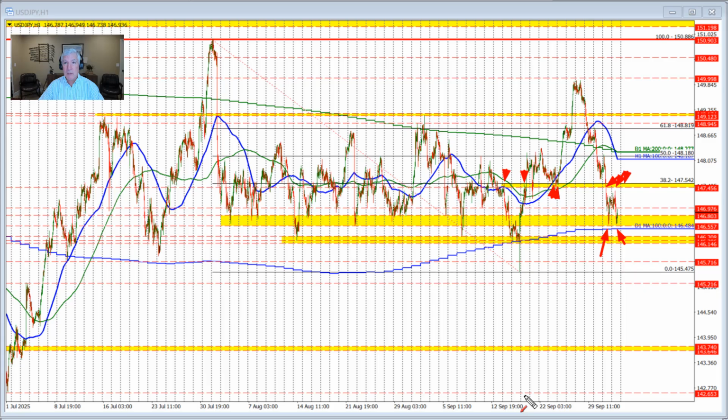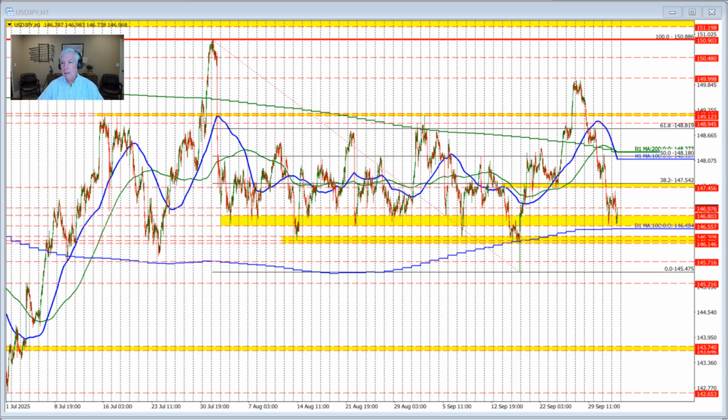There were some BOJ comments that perhaps the BOJ would look to tighten rates sooner rather than later, and that is helping to keep the yen supported, the dollar yen to the downside. Also, there's the quote-unquote flight into the relative safety of the yen as a result of the issues within the U.S. with their budget and the government shutdown that is helping to pressure that pair.